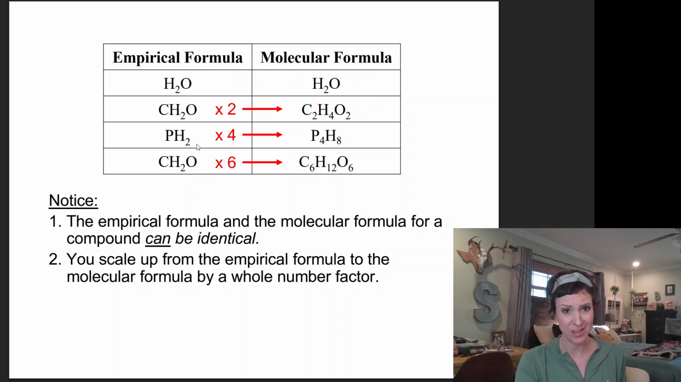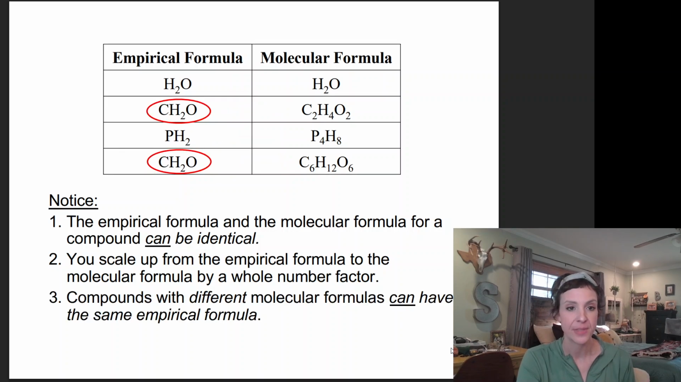This guy, PH2, if I multiply his subscripts by 4, I get P4 and then H8. And then this guy, you guys, this is the empirical formula for glucose. Because when I multiply all of its original subscripts by 6, I get C6H12O6. Okay, so I'm multiplying the subscripts from my empirical formula by a whole number to get to that true actual molecular formula.